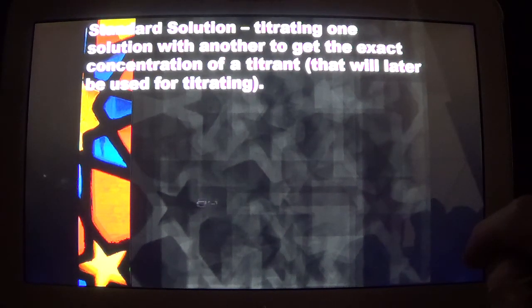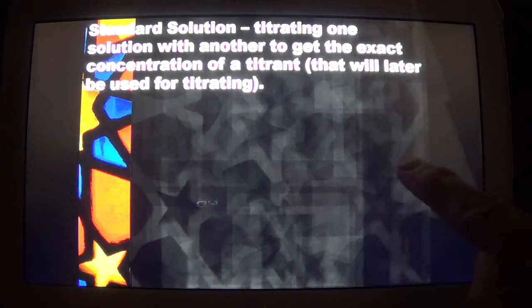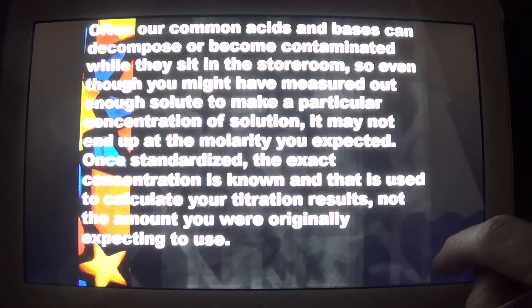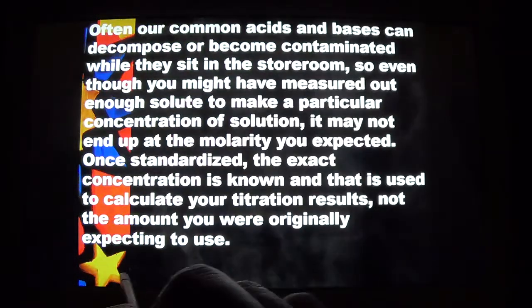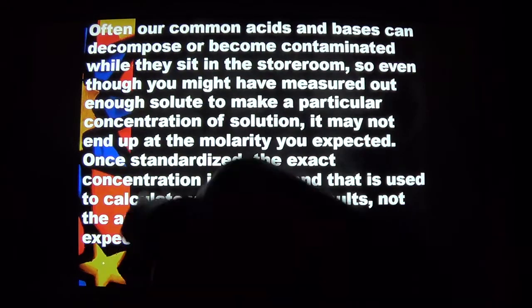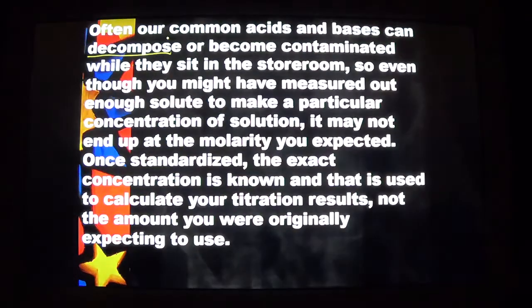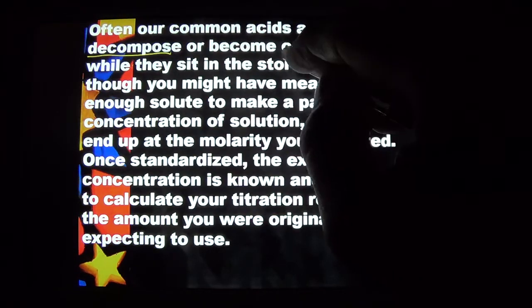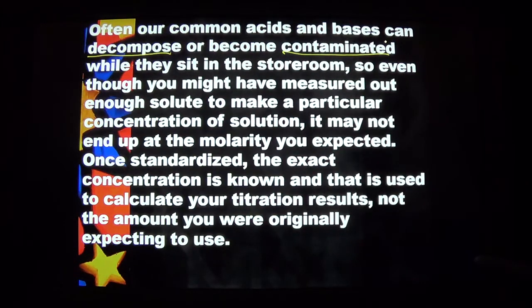Before titrating, we will often need a standard solution. A standard solution is used when we titrate one solution with another to get the exact concentration of the titrant, so that we know when we go to use it later what it really is. And you're like, why is that? Well, check out our common acids and bases, the ones we normally would like to use. They tend to decompose. Or they also tend to become contaminated as they sit in the storeroom.